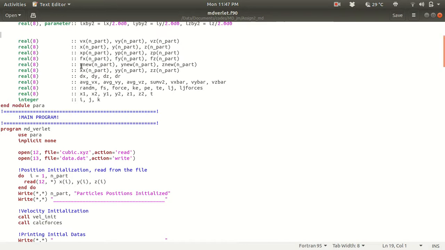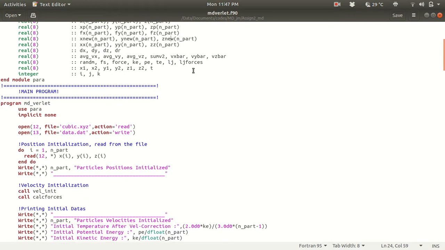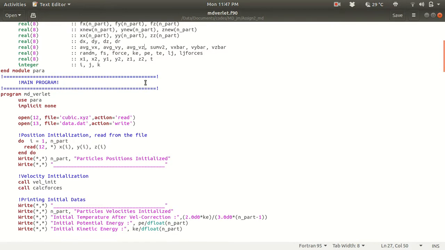Also xnu, ynu, znu are basically the new positions, and I will be needing some variables as temporary variables, and dx, dy, dz I will be needing here. These variables I will be needing for saving the average quantities of vx, vy, vz, and these are some other variables.